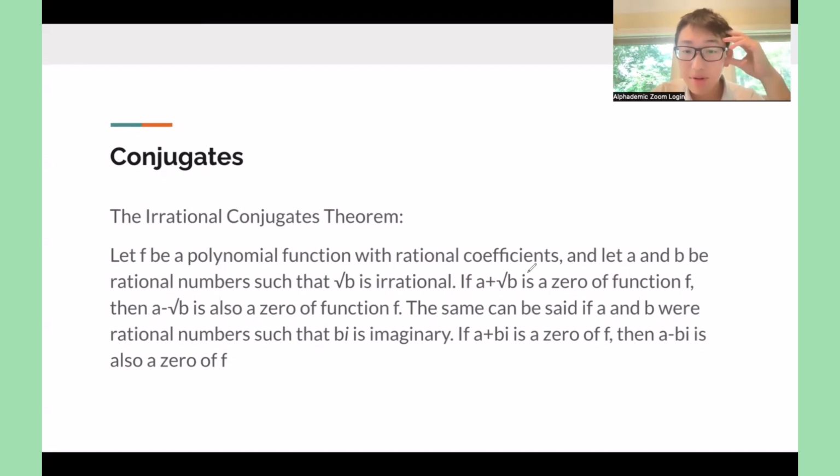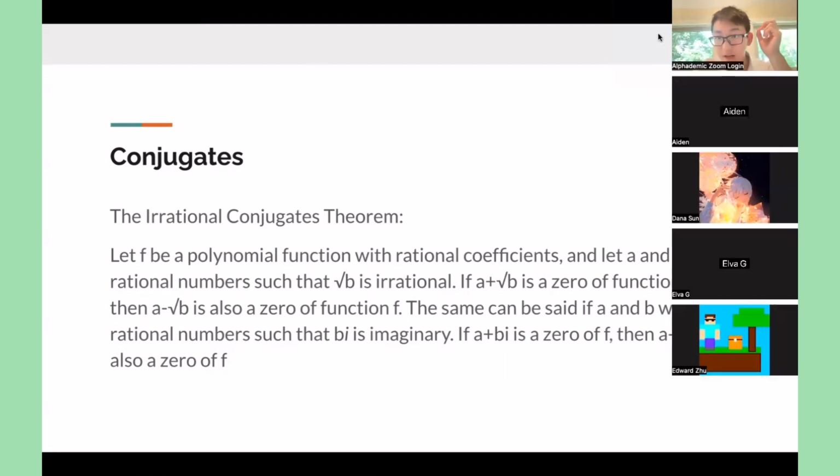And then if a plus root b is a 0 of function f, then a minus root b is also a 0 of function f. The same can be said if a and b were rational numbers and i is imaginary. Remember, i is talking about root -1. So if a plus bi is a 0 of f, then a minus bi is also a 0 of f. Okay.